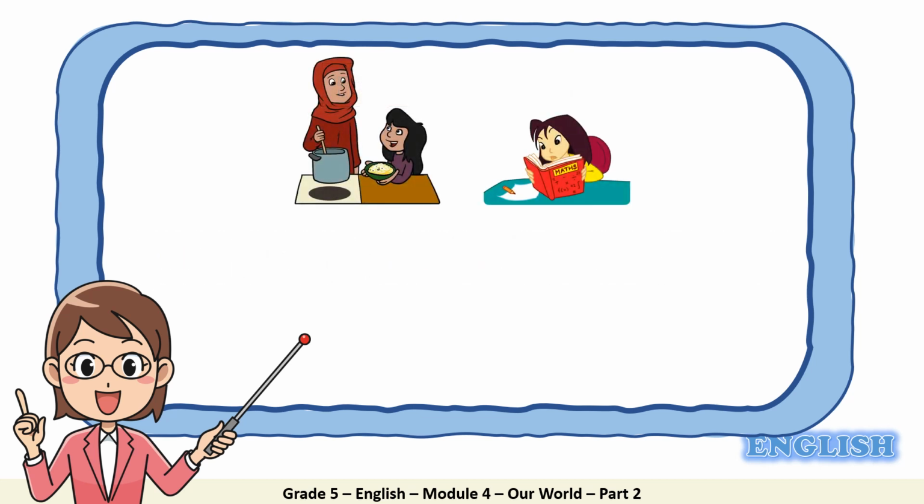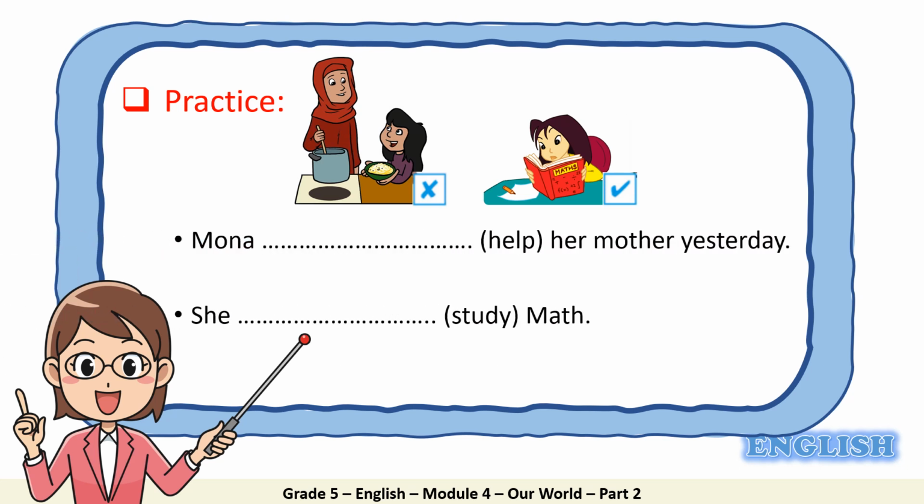Okay, my dear students, I think it's time for us to practice more. Are you ready? Take a look at these two pictures. This is Muna. We are going to describe what Muna had to or didn't have to do yesterday. So, let's take a look at picture number 1. Did Muna have to help her mom? No. Muna didn't have to help her mom yesterday. What did she have to do then? Take a look at picture number 2. She had to study math. Excellent.